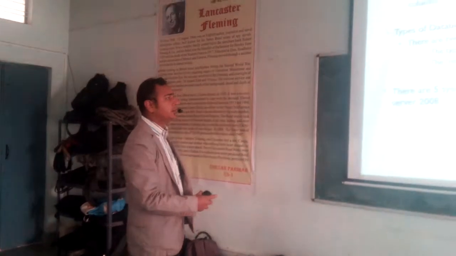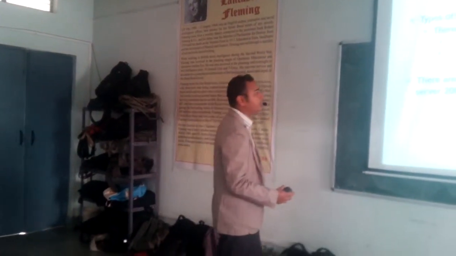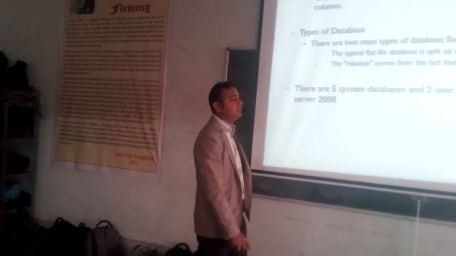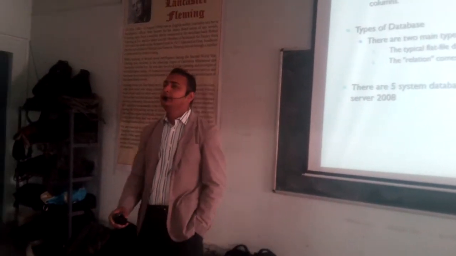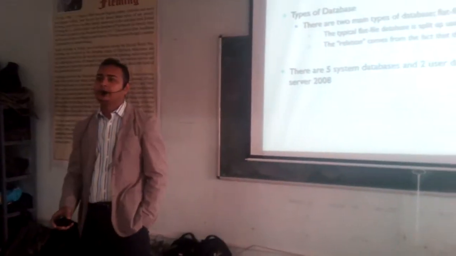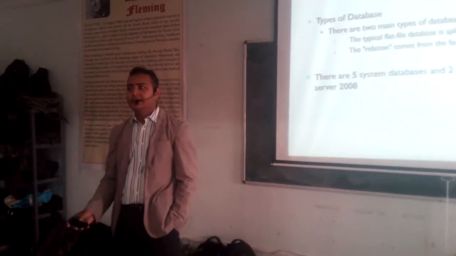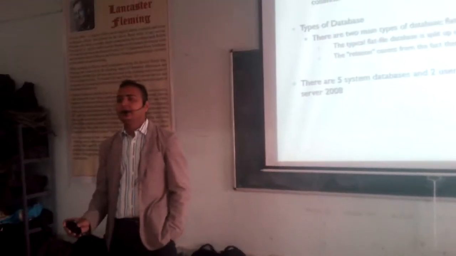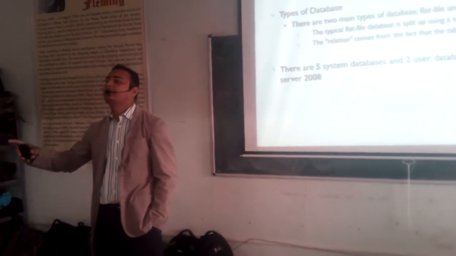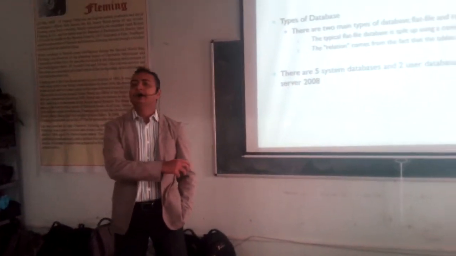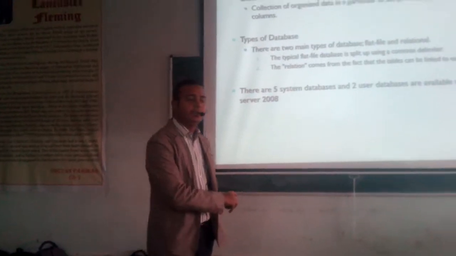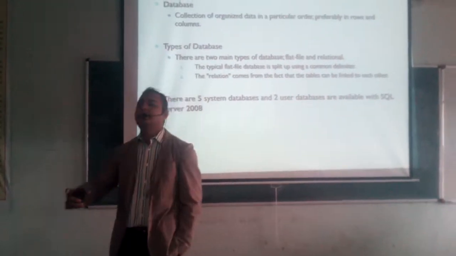Mostly, when I'm talking about the flat file, a typical flat file database is straight up using a common delimiter. I don't know if you have heard of CSV files, comma separated files. These are text files that contain data in comma separated values. And second is our MDF file. So MDF file is nothing but a relational data file.